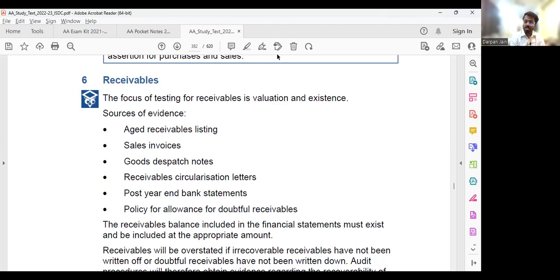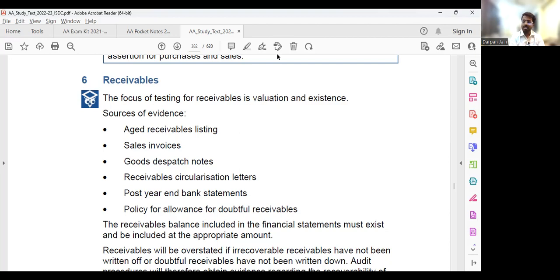Next, sales invoices, because the debtors have come into picture because you've made some sales to them. So sales invoices, goods dispatch notes, GDNs, and receivable circularization letters. What's a circularization letter? Confirmation letters.